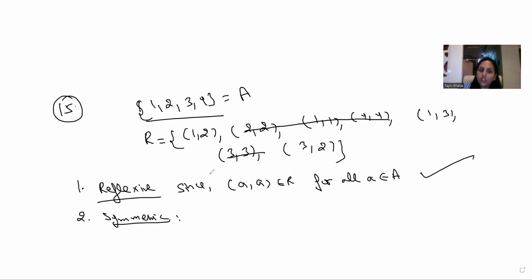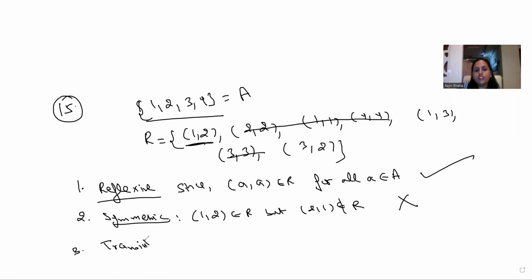So we'll start with 1, 2. 1, 2 is present in R. 2, 1 is not present in R. So this relation is not symmetric. So the example is 1, 2 belongs to R, but 2, 1 does not belong to R. Therefore, this relation is not symmetric. Now we'll check the transitivity.